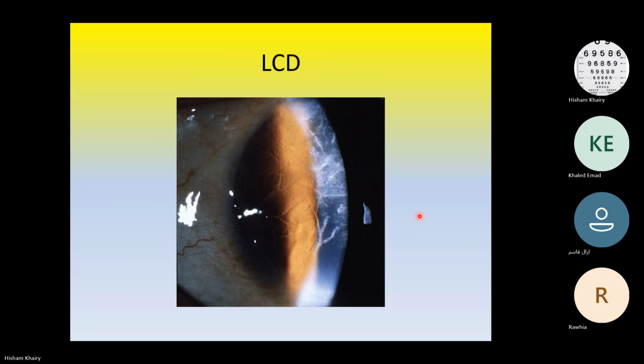So here is a clinical picture of advanced lattice corneal dystrophy, showing these fine refractile lines, maybe on oblique or sclerotic scatter illumination.